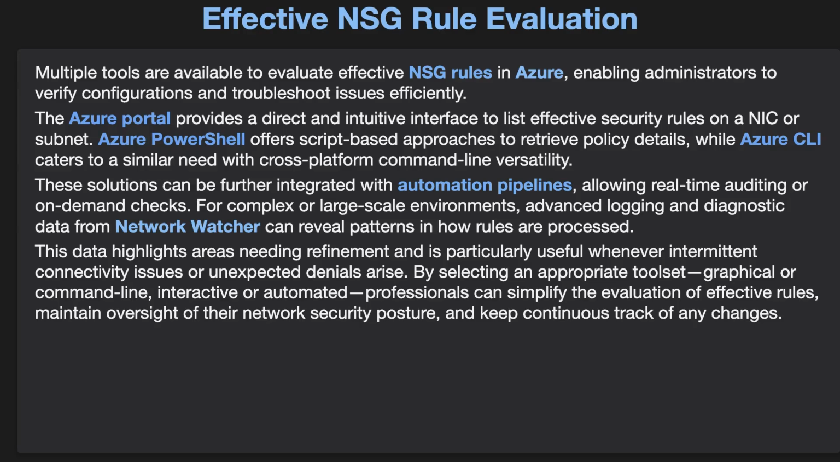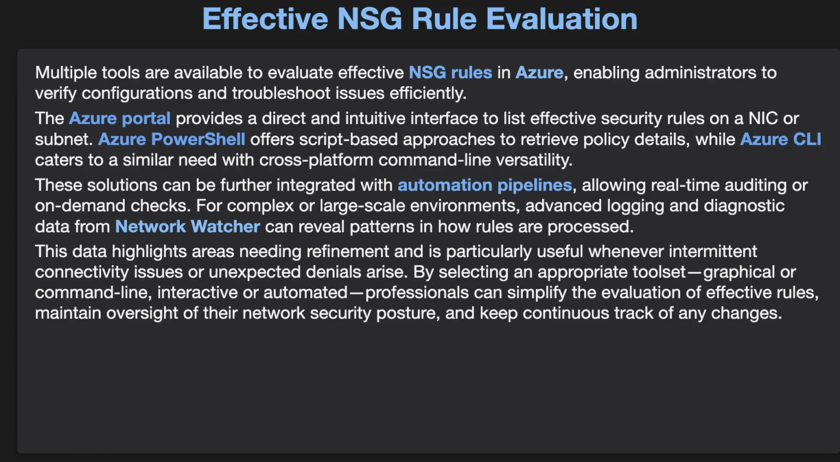Multiple tools are available to evaluate effective NSG rules in Azure, enabling administrators to verify configurations and troubleshoot issues efficiently. The Azure portal provides a direct and intuitive interface to list effective security rules on an NIC or subnet. Azure PowerShell offers script-based approaches to retrieve policy details, while Azure CLI caters to a similar need with cross-platform command line versatility. These solutions can be further integrated with automation pipelines, allowing real-time auditing or on-demand checks.